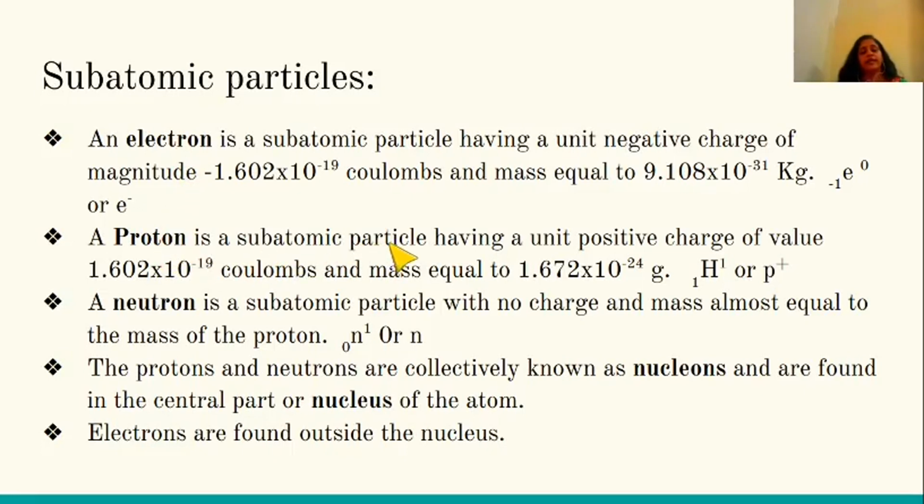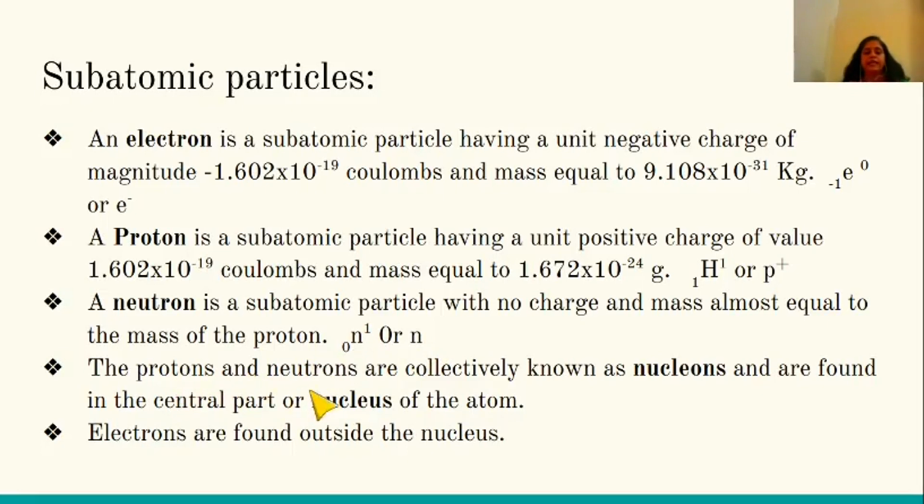Next, proton. It is a subatomic particle having a unit positive charge of the same value, 1.602 into 10 to the power of minus 19 coulombs. This is minus and this is plus, that's the difference. And the mass is 1.672 into 10 to the power of minus 24 gram, more than the electron. It can be represented by capital H, hydrogen, with atomic mass 1 and charge 1, or P with superscript plus, a proton with a positive charge. A neutron is a subatomic particle with no charge and a mass almost equal to the mass of a proton. So the masses of neutrons and protons are nearly equal. It can be denoted by N with superscript 1 for mass and subscript 0 for no charge.